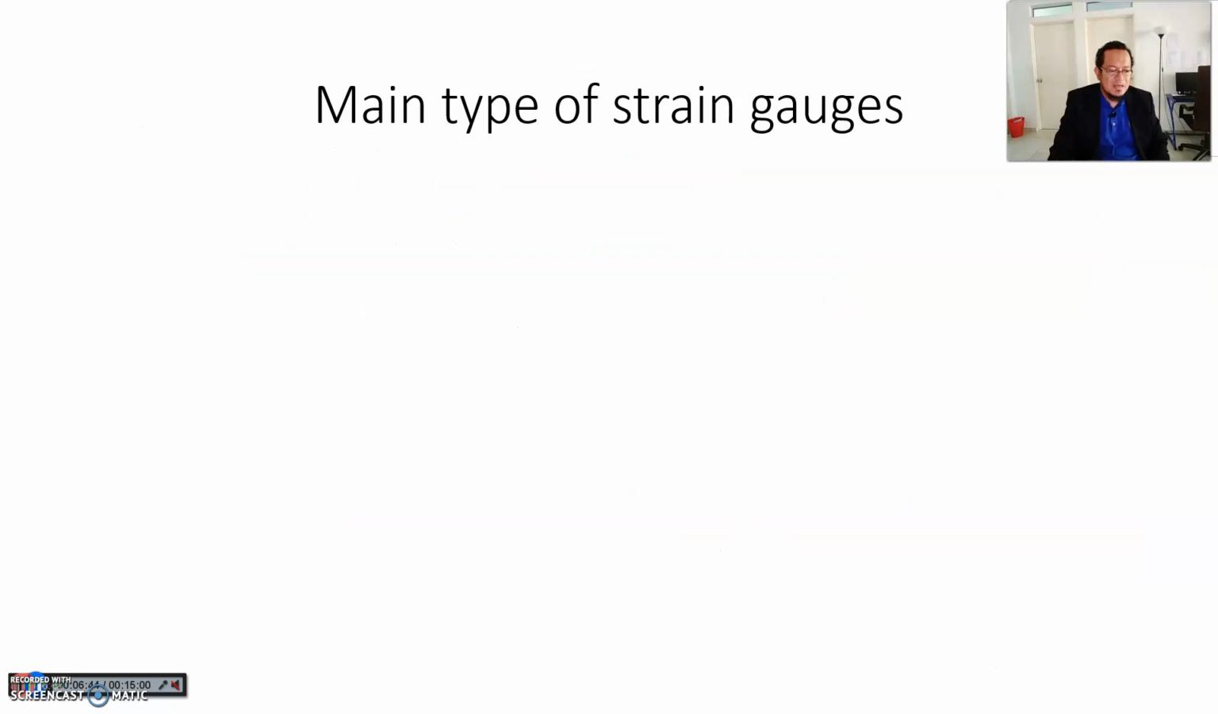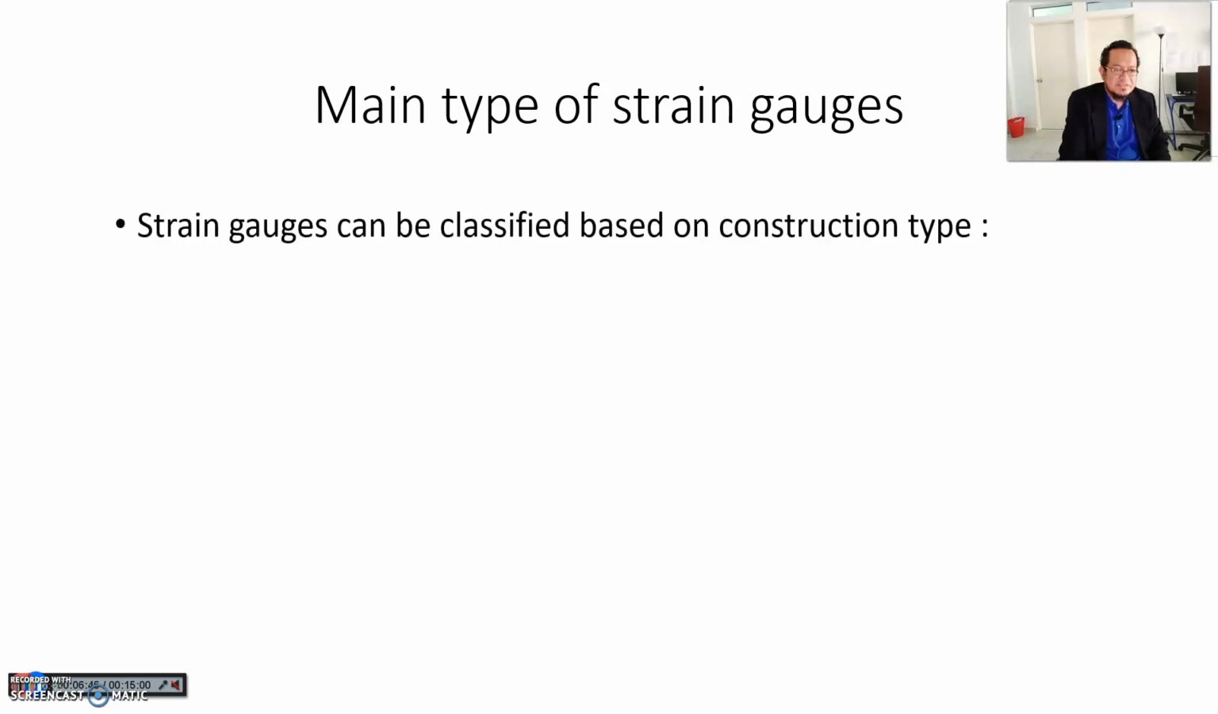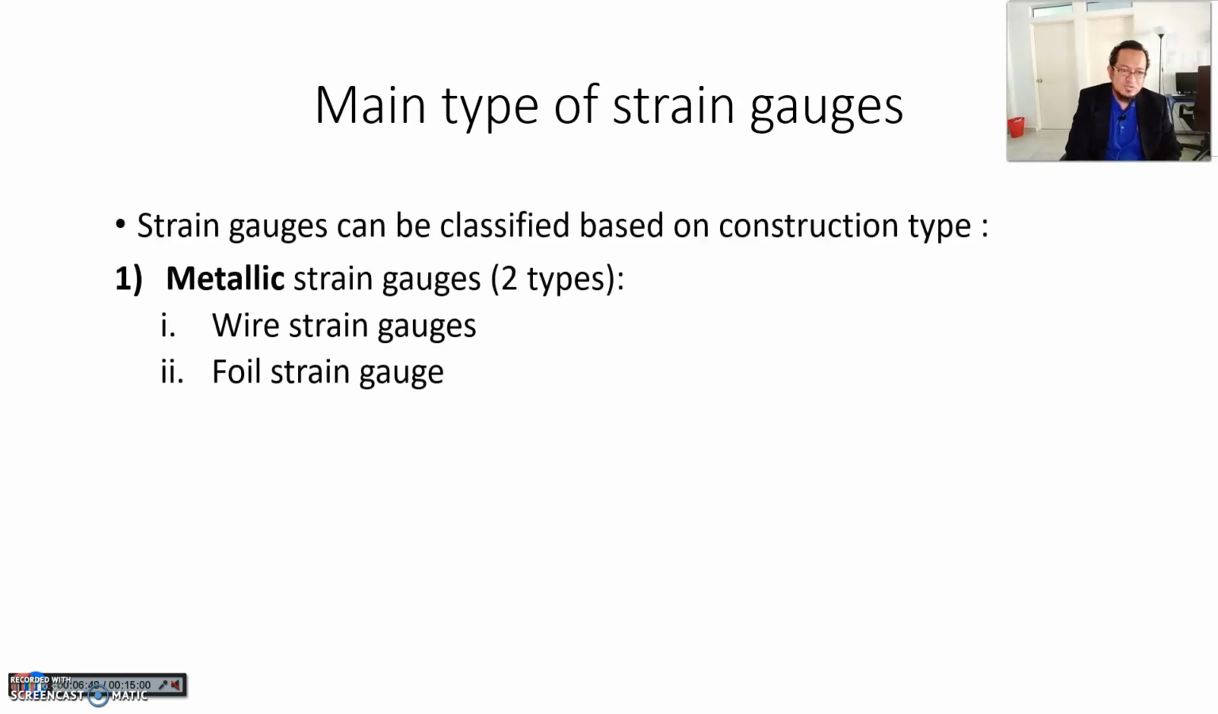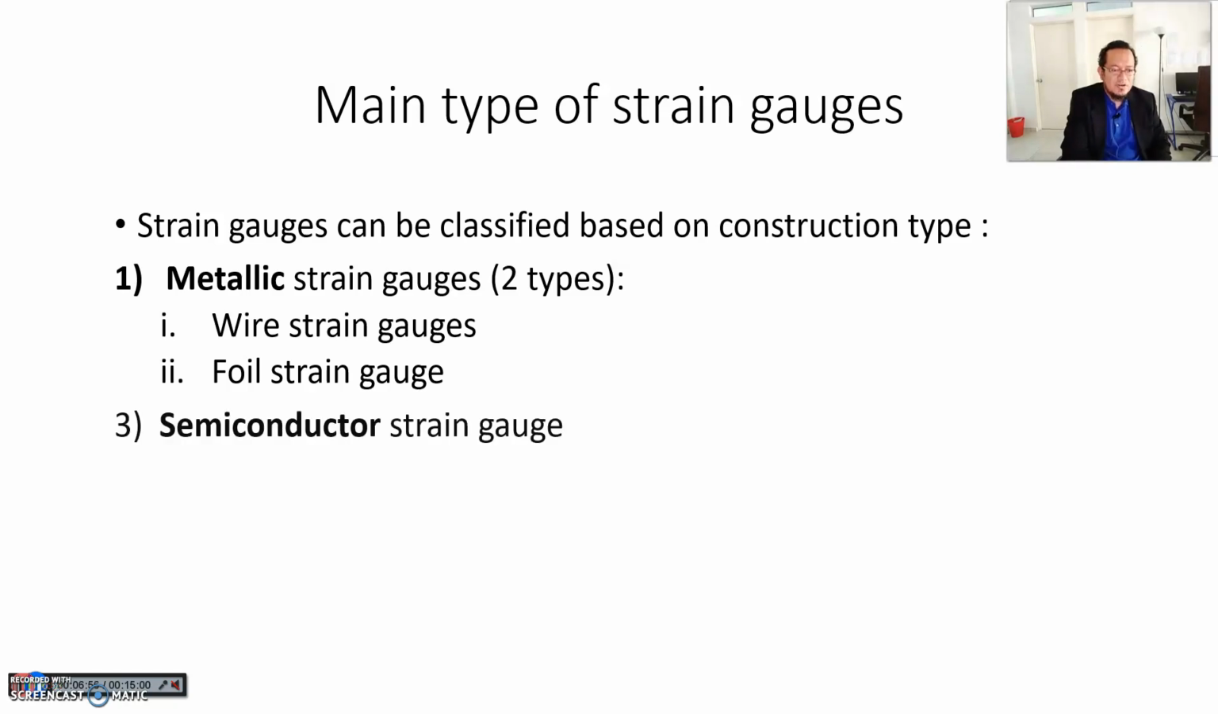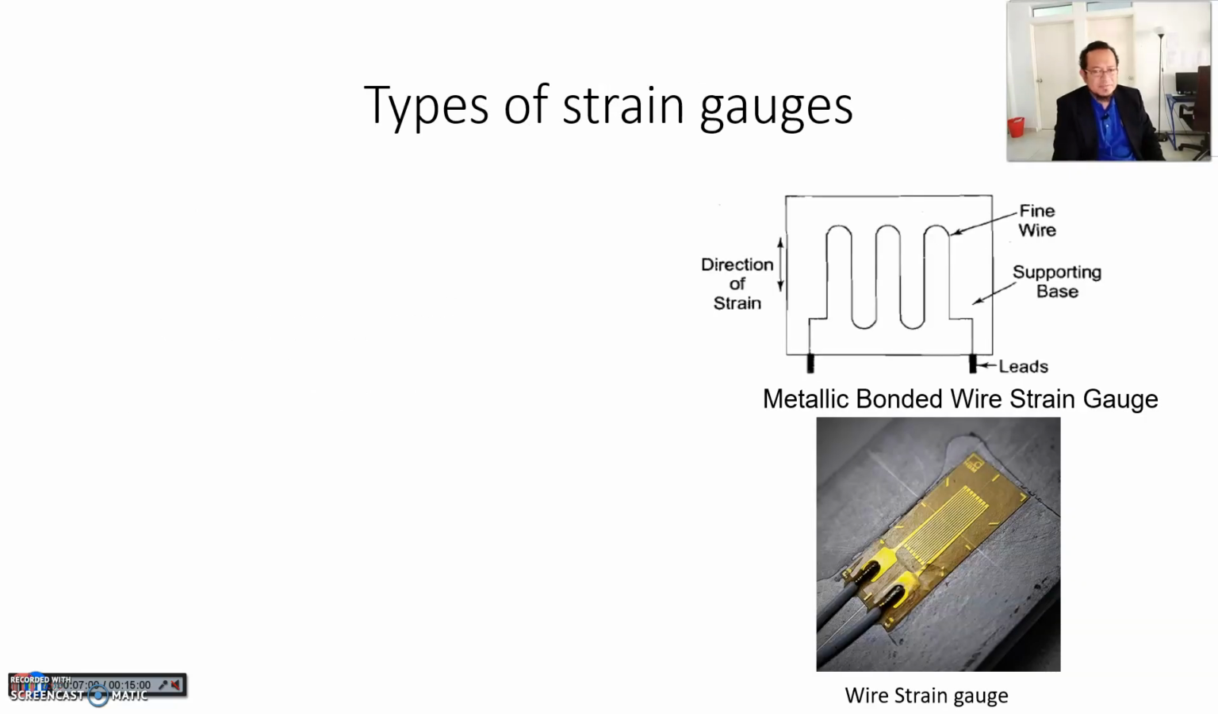Just talk about a few types of strain gauges. It can be classified into two types. Basically, a metallic type, which can also be classified based on either using wire or using a foil. And the second one is a semiconductor strain gauge. So let's talk basically about these two strain gauges.